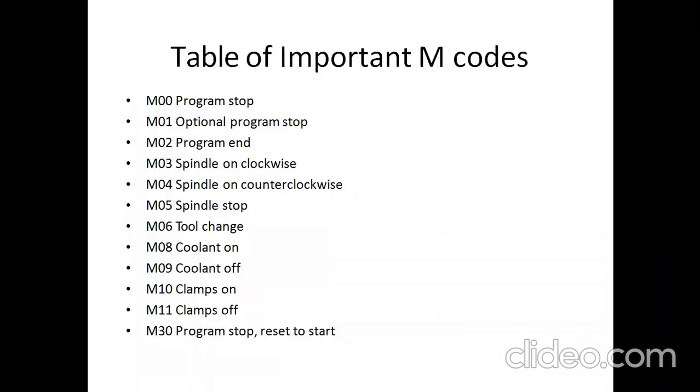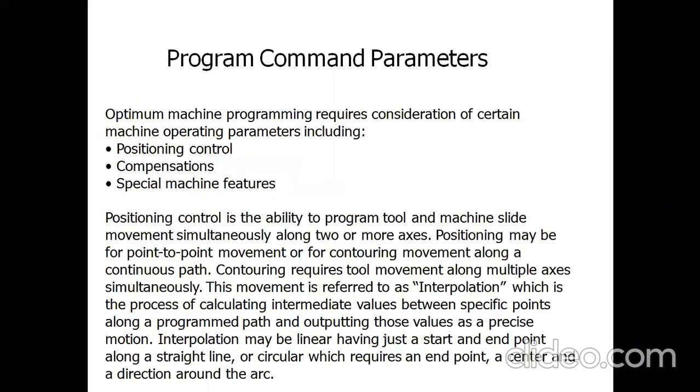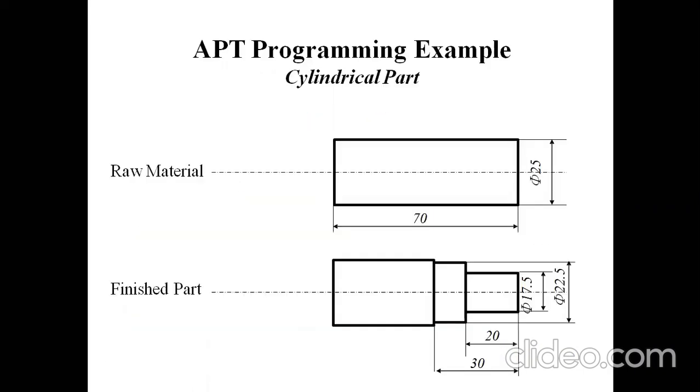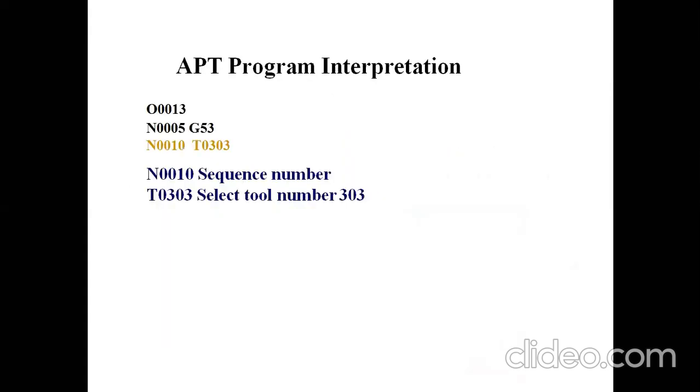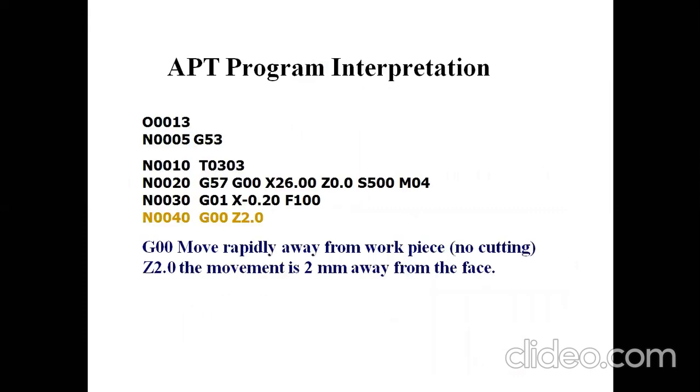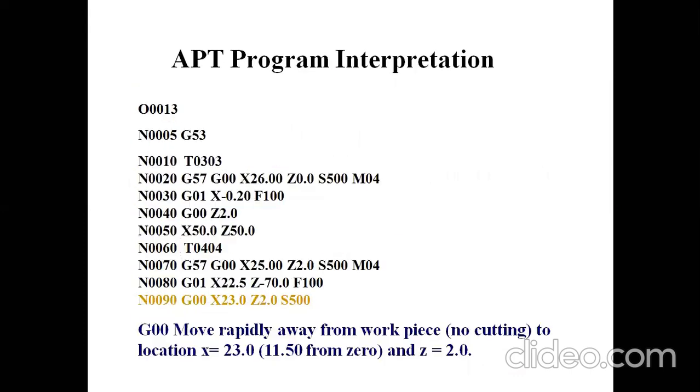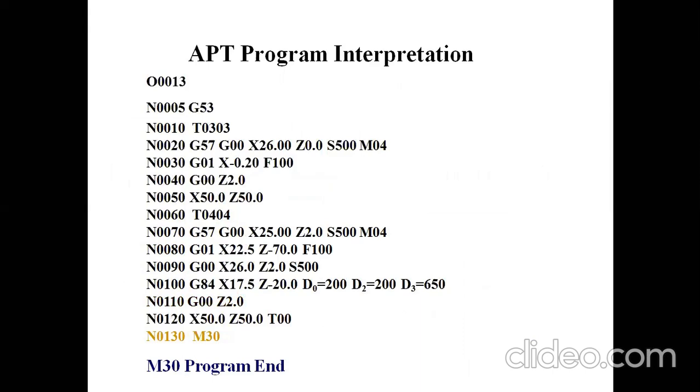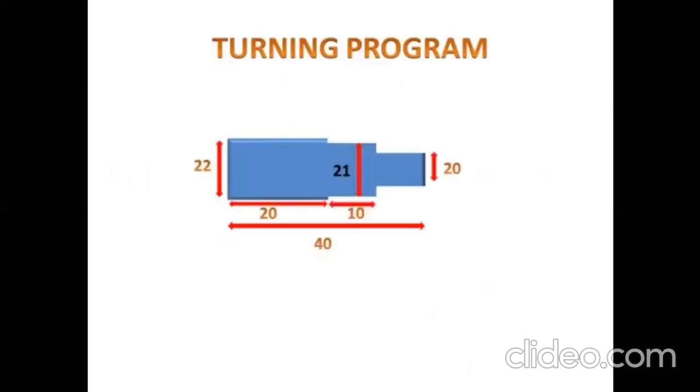And these are the M codes, which are called miscellaneous codes, M00 to M30. This is the last numerical which was covered in your last session. Now in today's session, we will discuss a simple numerical of turning operation, similar to your previous numerical. This is your today's numerical.